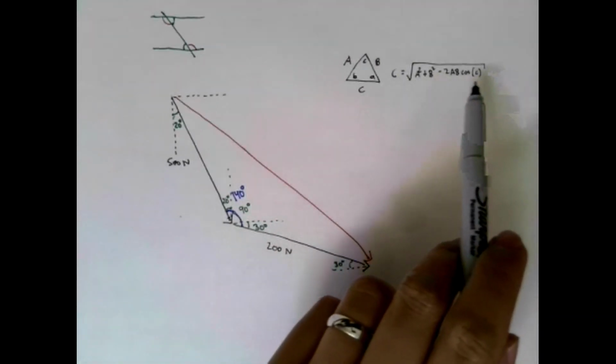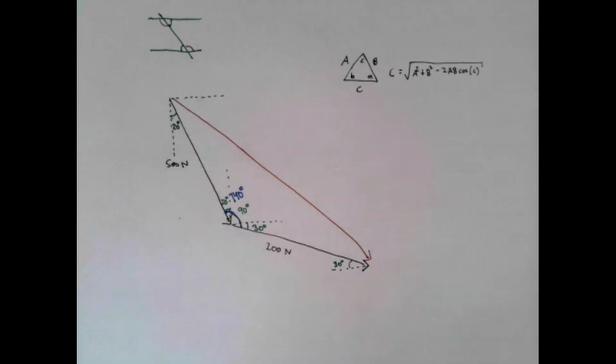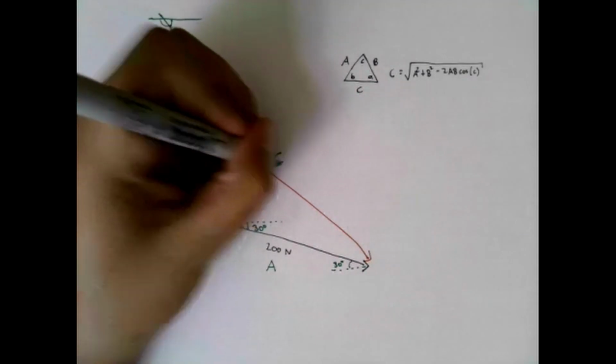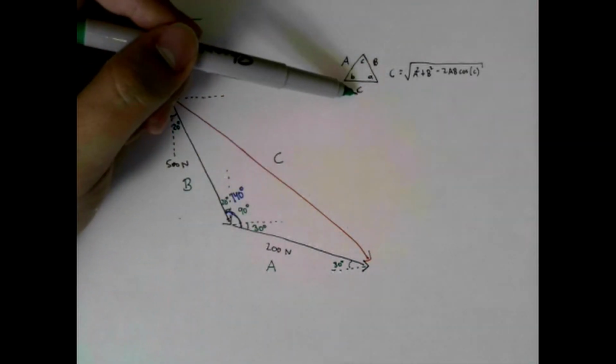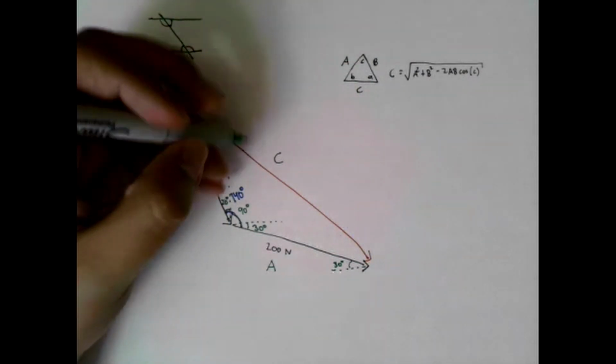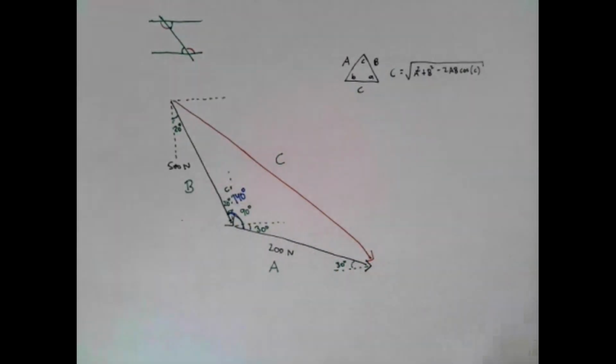So now the question is, do we have A, B, and little c? Do we have two sides and one angle? Yes. So in this case, I'm just going to give them names. I'm going to call the 200 newton vector A, I'm going to call the 500 newton vector B, and I'm going to call my unknown vector C. And that way you can see that you have C, and the corresponding angle is the angle opposite to that side, which is 140. 140 would be my little c. So now I can just use the cosine law to solve this, so let's go ahead and do that.